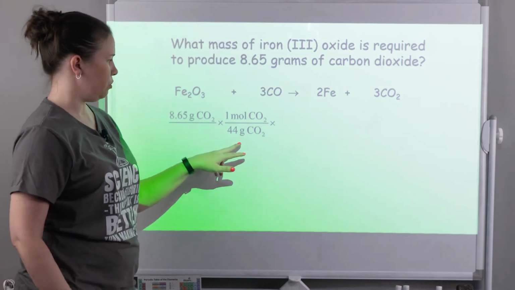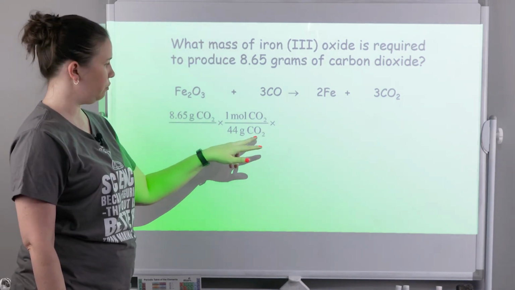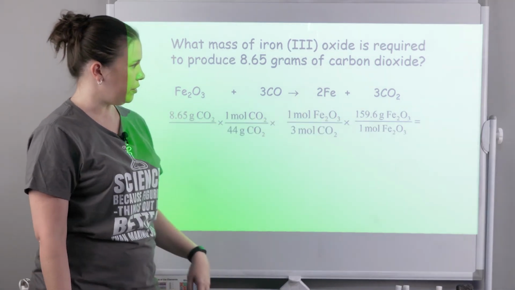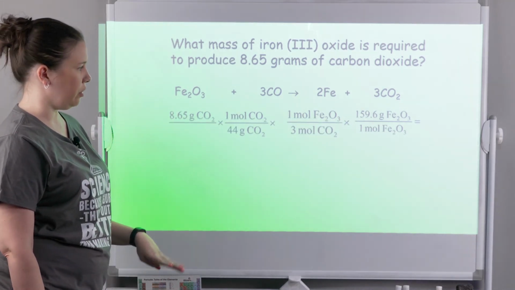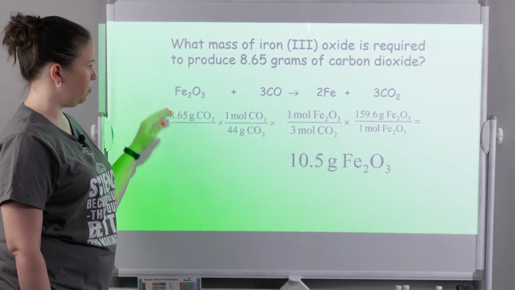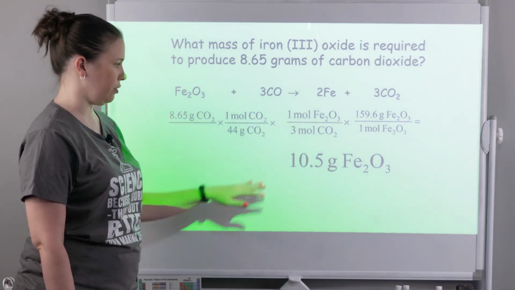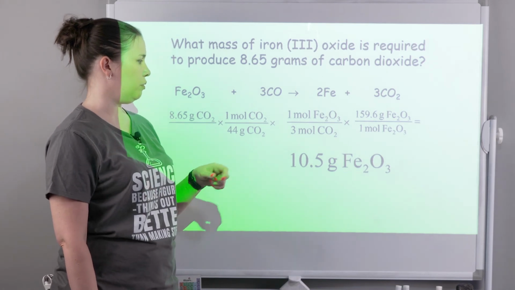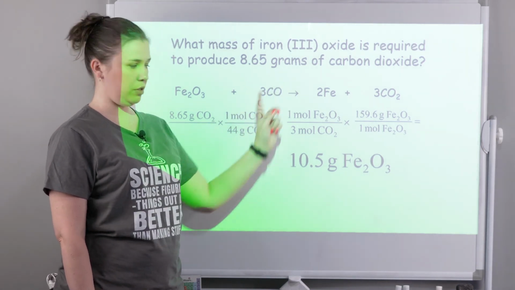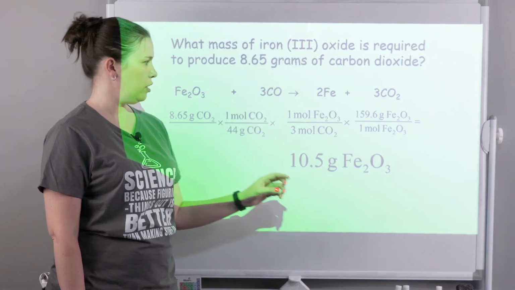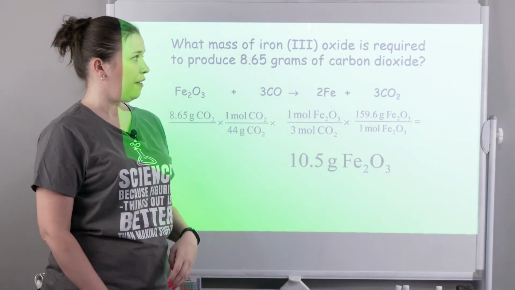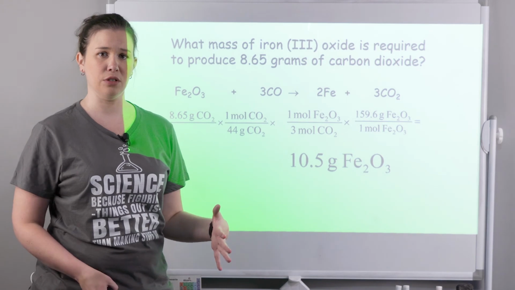All right, so we should have gotten 44 for our mass of carbon dioxide, and then we have the 159 for our mass of the iron oxide. And then when you actually do this entire conversion in your calculator, we get a final answer of 10.5 grams of Fe2O3. Check your sig figs, 3 to start with, 3 in the end. It only depends on the given, so we want to make sure we round to 10.5. And that'll be our final answer for our last question.